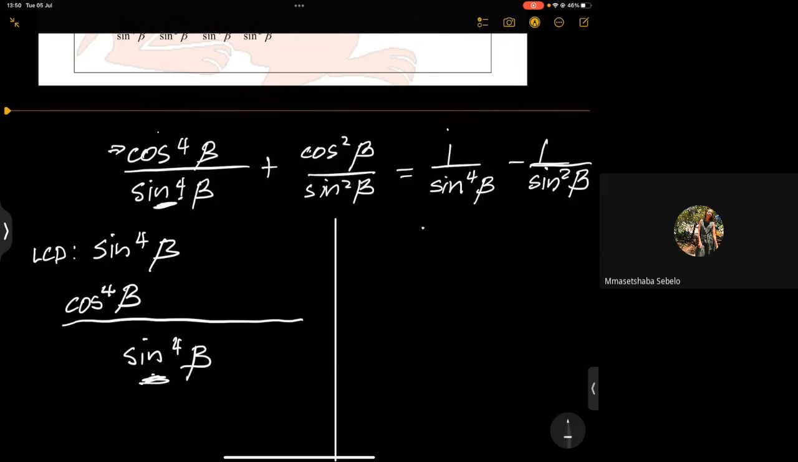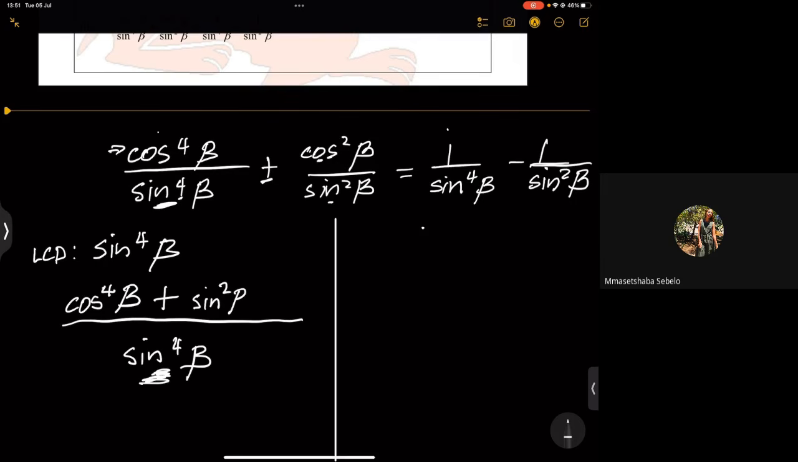All right. Awesome stuff. And then we've got a plus sign. There it is there. And then let's do the same: sine to the power 4 of beta divided by sine squared of beta. What do we get? Sine to the power 4 divided by sine squared, so we are going to get sine squared beta. Sine squared multiplied by cos squared is sine squared cos squared.